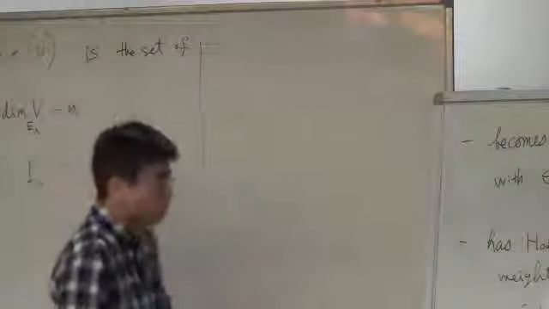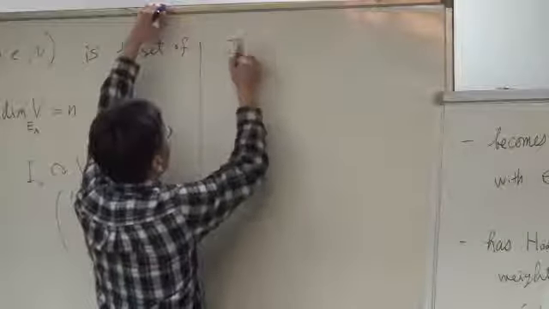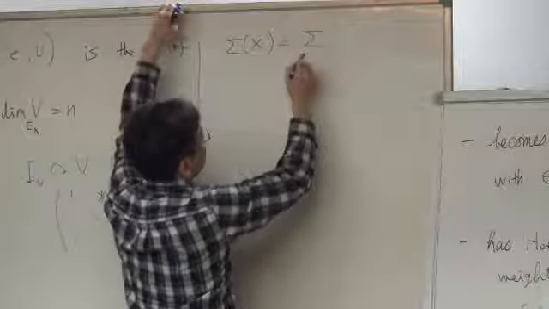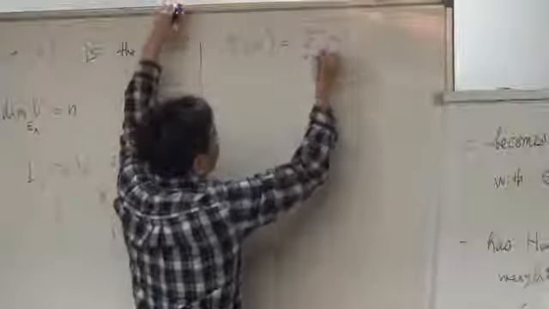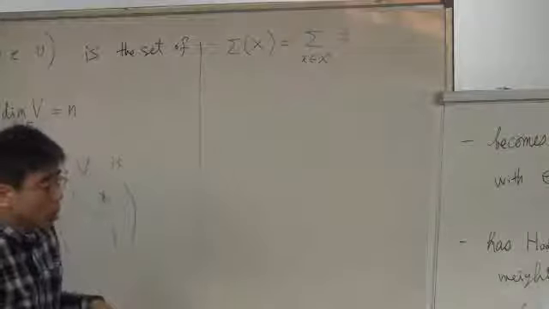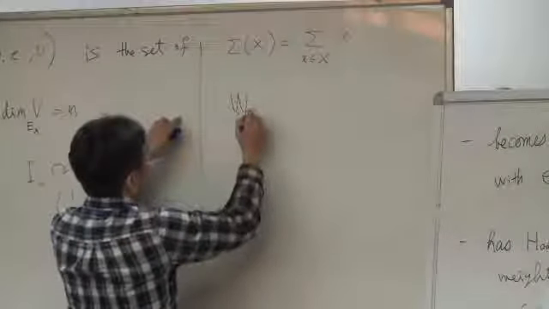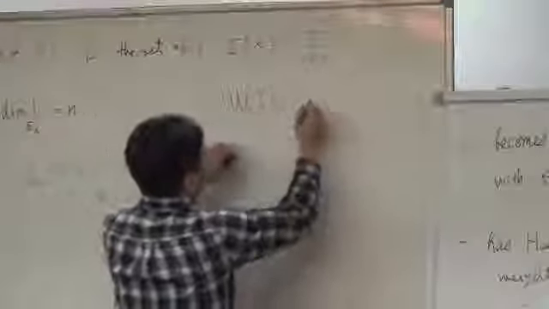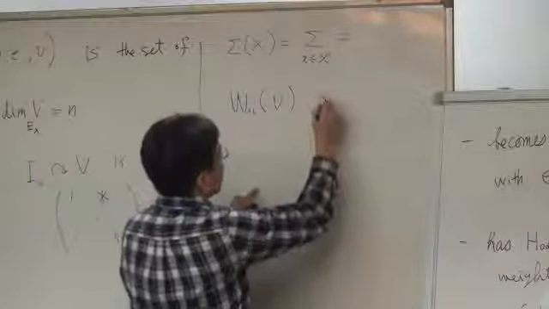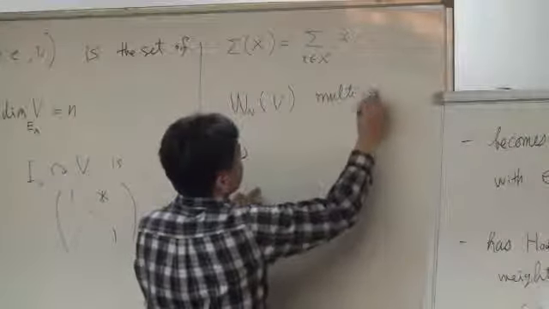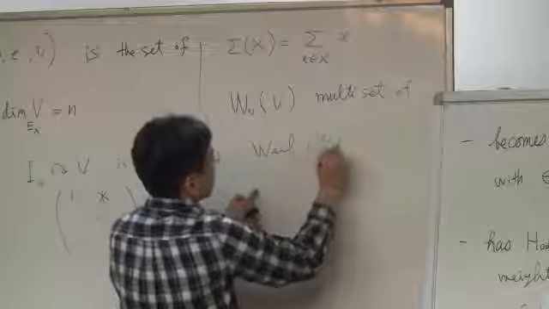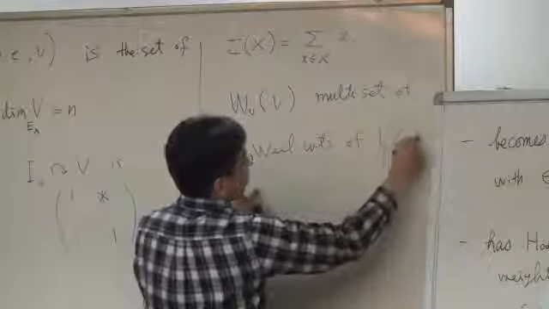Here, this notation means the sum of elements in it, and WV of V is the multiset of Weil weights of V at v, so I allow multiplicity.